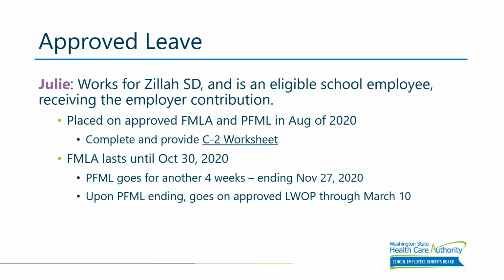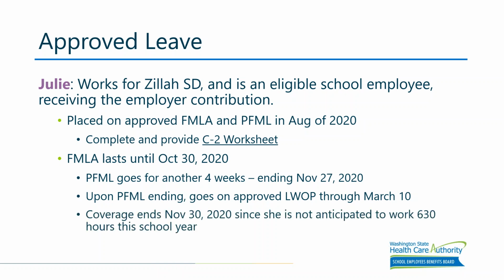So Julie's FMLA lasts until October 30th. And her paid family medical leave goes on for another 4 weeks. That ends November 27th. At that point in time, once her PFML ends, she lets you know that she's going to go on an approved leave without pay all the way to March. So Julie's coverage ends the last day of the month in which her PFML ends because we can no longer anticipate that she's going to reach 630 hours in this school year.